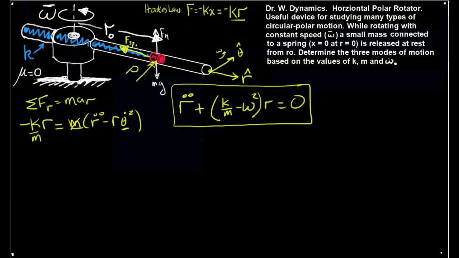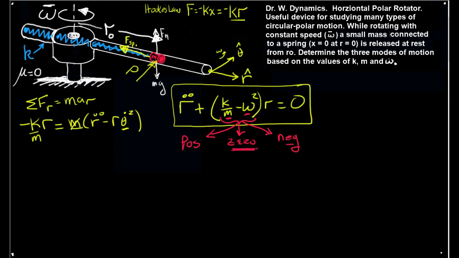We're asked to look at this in terms of 3 modes of motion. And the 3 modes are driven by this term right here. Normally we just see the omega squared part here, but now we have a second term, this k on m value. There are 3 outcomes for this, if you think about it. This could be positive, it could be 0, or this could be negative, depending on the strength of k on m and the value for omega squared.